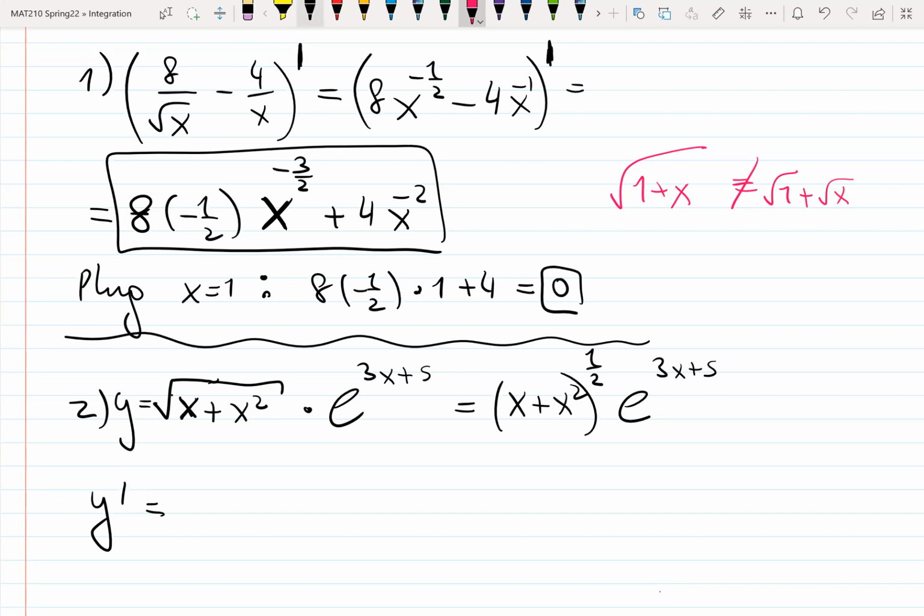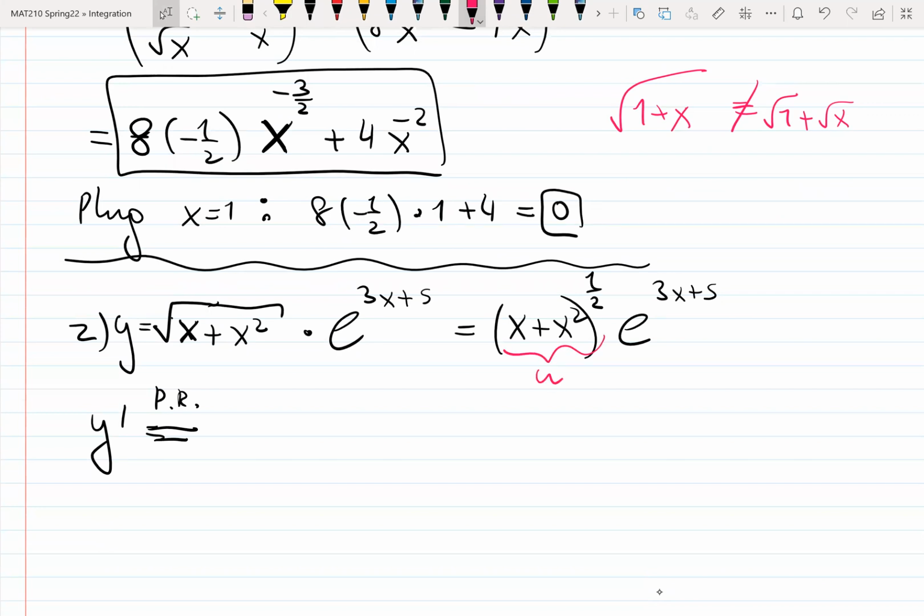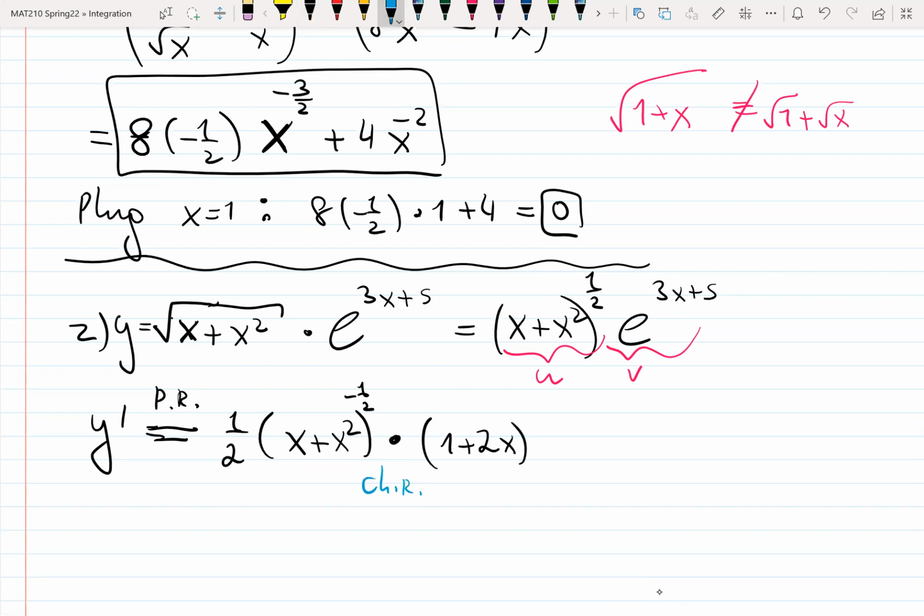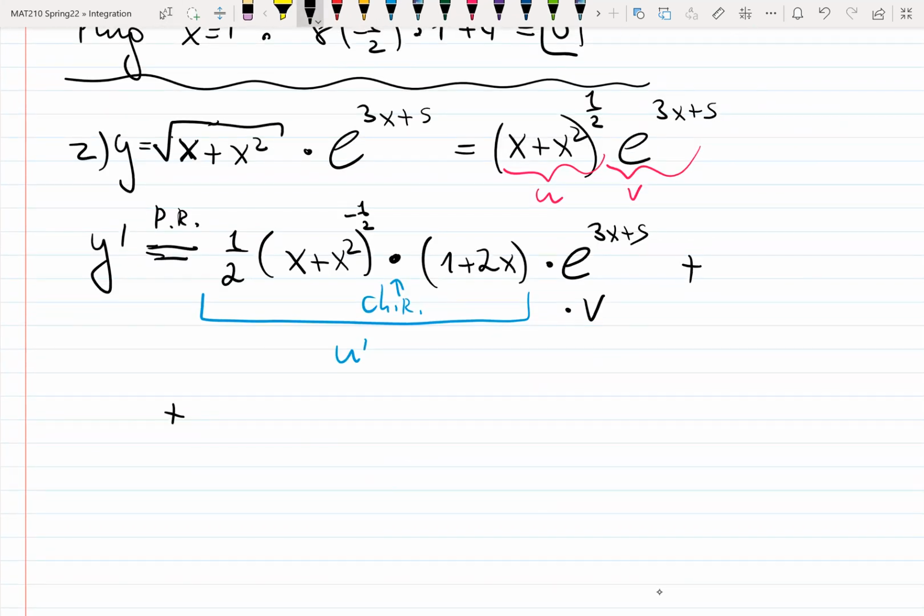So let's differentiate. That is product rule. Derivative of u times v plus u times derivative of v. Derivative of u requires chain rule. 1/2 goes down. Copy x plus x squared. Change the exponent, 1/2 minus 1, minus 1/2. Times the derivative of the function inside, 1 plus 2x. Chain rule. And that is only u prime. Copy the exponential function e to the 3x plus 5. That is times v. Plus, not enough space, moving down. Copy u, x plus x squared. I'm going fast on purpose because we did it before.